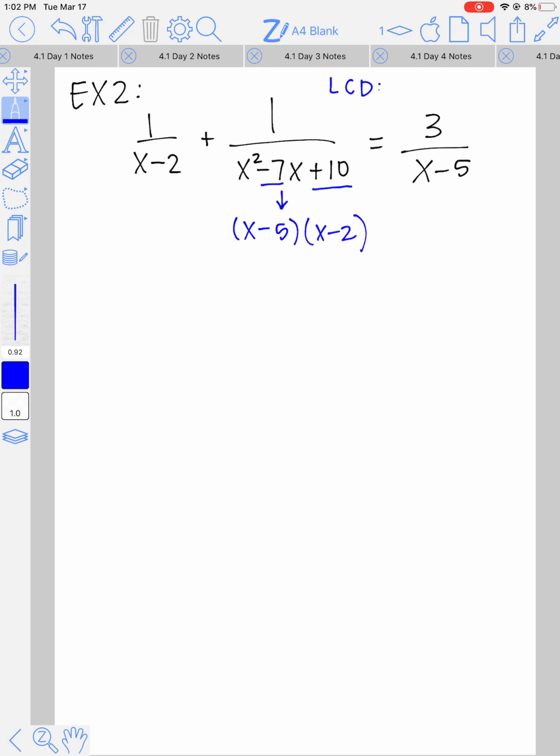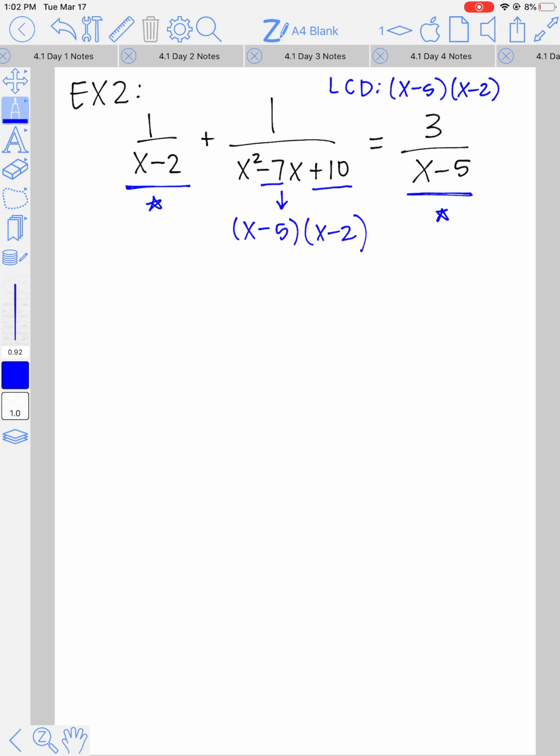Okay, if you notice, the x minus 5 is also present here in the denominator, and the x minus 2 is also here in the denominator. So the only thing that we would have to do to this thing on the far left and this thing on the far right is multiply it by the opposite thing. So our least common denominator is going to be x minus 5 times x minus 2.